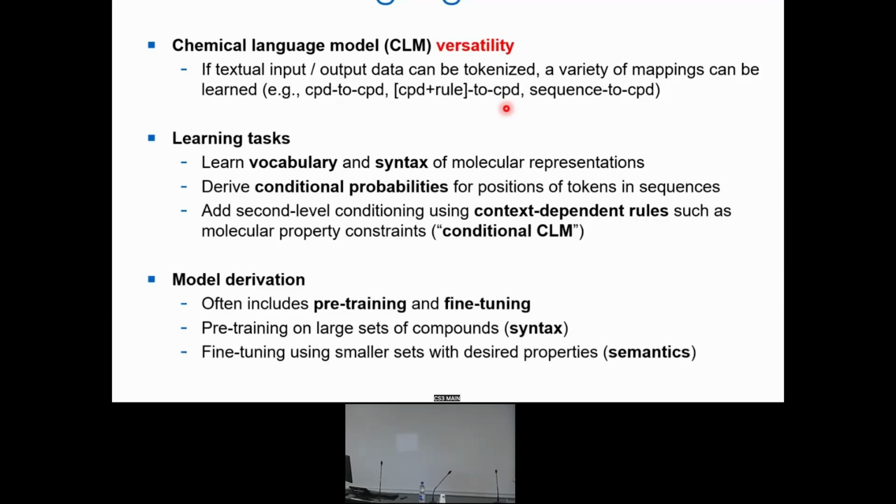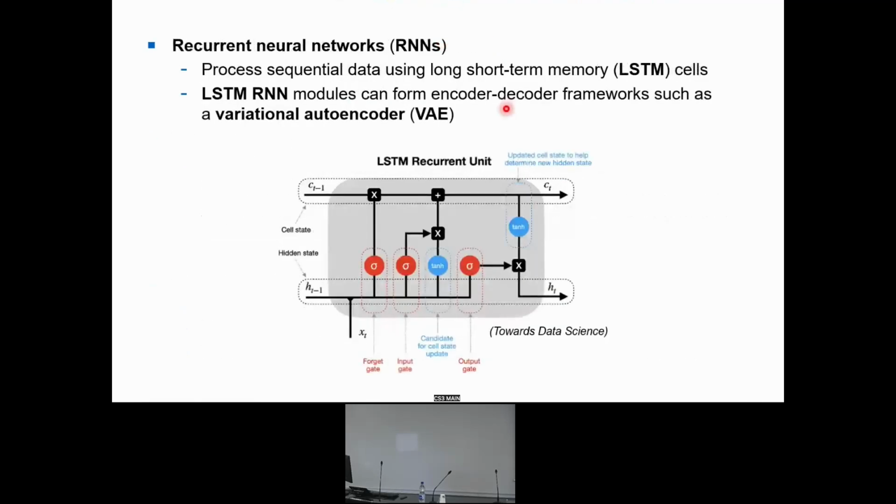Model derivation often, but not always, includes pre-training and fine-tuning. Pre-training is typically carried out on large sets of compounds to learn the syntax, fine-tuning then on smaller sets with desired implicit properties, and this would then correspond to semantic features.